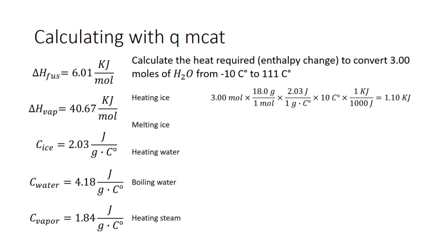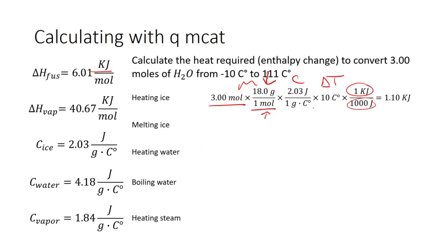So using the molecular mass of water, we have our 3 moles. We are converting the moles to grams in this step here. We are then using QMCAT: the m here, the c here, and the delta T here. And then multiplying by the joules to kilojoules conversion, because we're going to have this in kilojoules, since our heat of fusion here is in kilojoules, so we're just going to put everything in kilojoules.